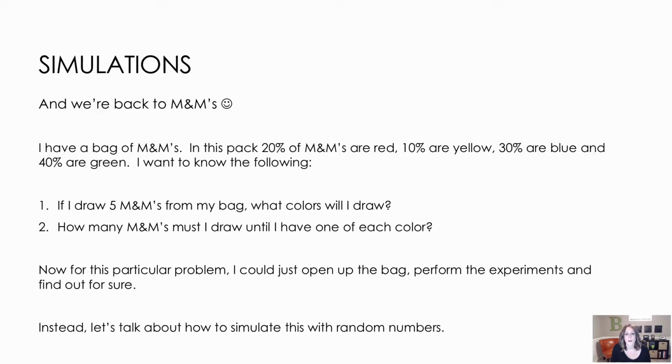And I want to answer the following questions. If I draw 5 M&Ms from the bag, what colors will I draw? And how many M&Ms must I draw until I have one of each color? So obviously I could actually open up my bag of M&Ms and answer those questions. And in this case, that wouldn't be very difficult to do. Open a bag, start counting M&Ms. Easy. Instead, let's talk about how I could simulate this with a random number.